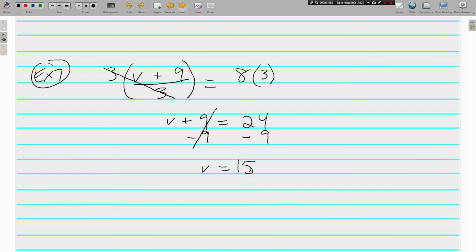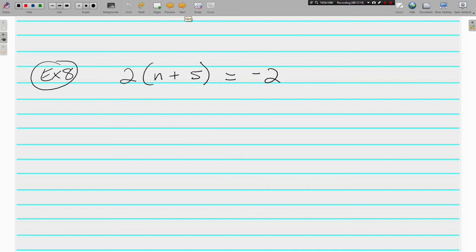Gosh, you're probably tired of these, but I don't even care. I'm going to do one more. Ooh, how's this one different? We've got a number being multiplied by parentheses. We need to use the distributive property before we can use our other steps. Simplify each side before you do anything to both sides.